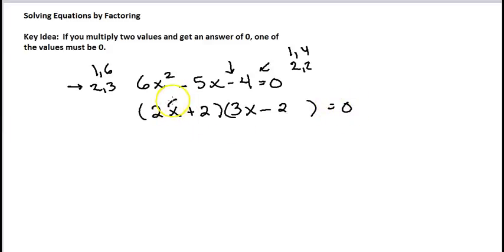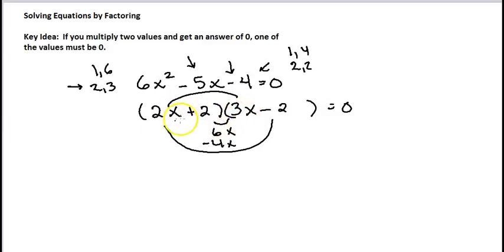And so when I FOIL that, I get the 6x squared. These outsides get me negative 4x. These insides get me positive 6x. And when I combine those, I get positive 2x. That's not what I have. Here I had minus 5x, so that doesn't work. Now, I could switch the 2's around, but I'd just be having the same thing. It's a 2 and a 2.